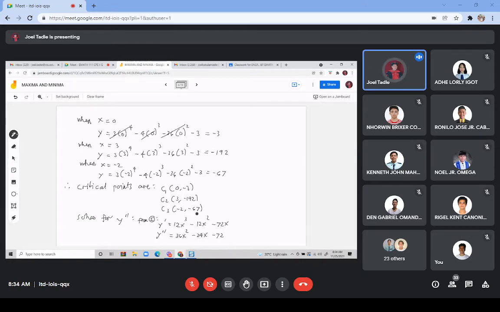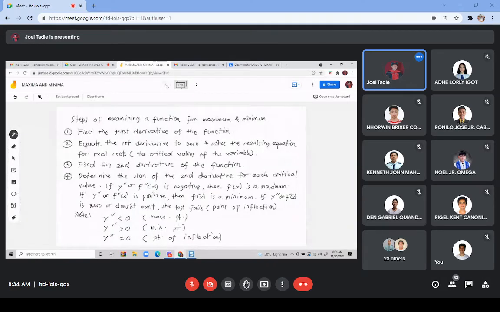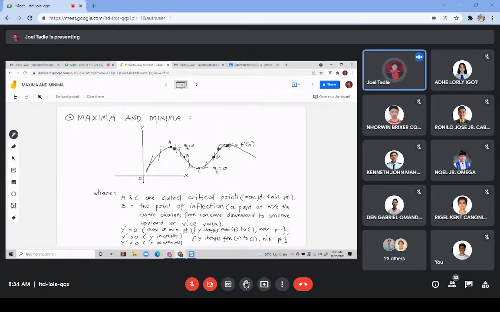So kung dunay tulo ka critical points, dunay duha ka point of inflection. Sama sa atong gi-illustrate ka ganina, no? Tama ni, no? 1, 2, 3. So tulo ka critical points gani, duha na ka point of inflection. Point B and point D. So diri doon kay point E diri.